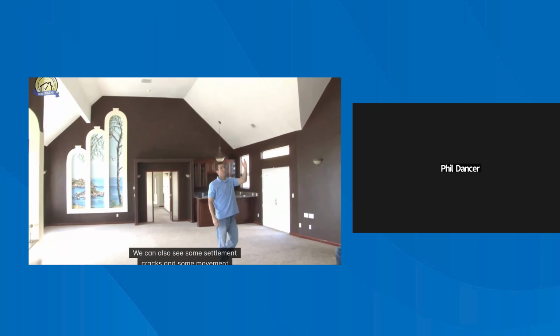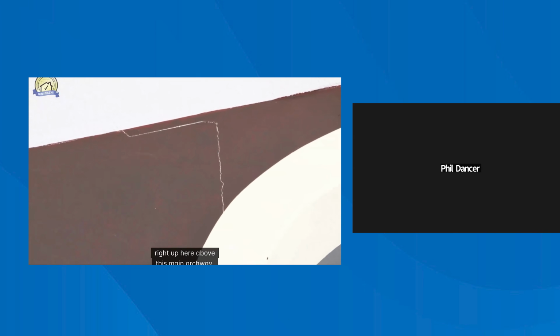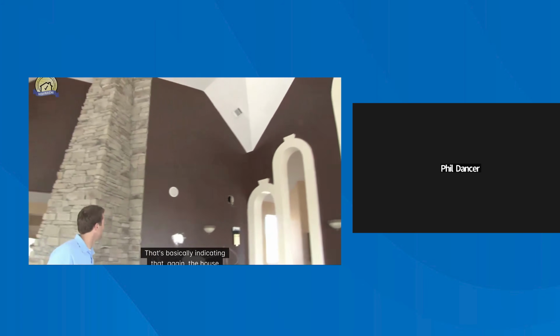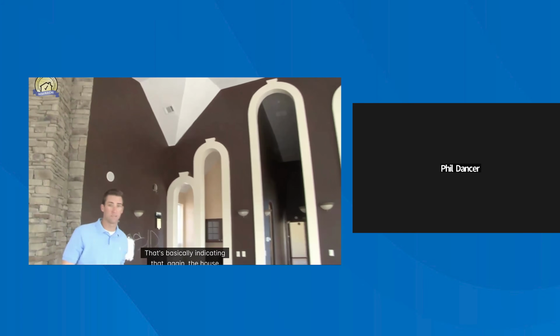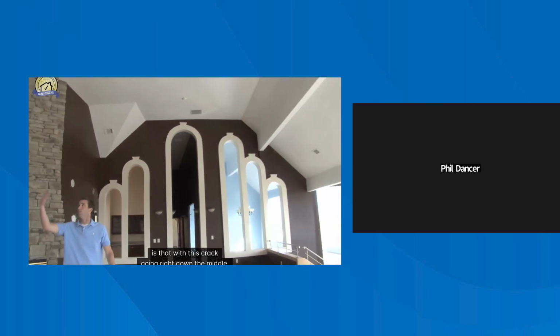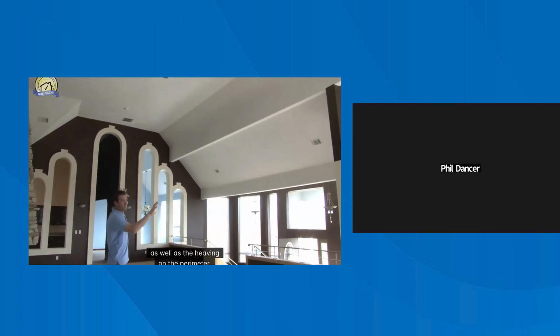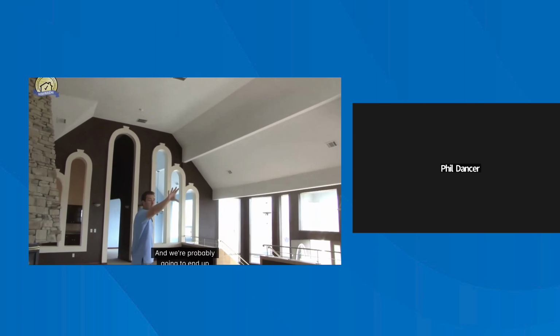We can also see some settlement cracks and some movement right up here above this main archway, indicating again that the house is experiencing vertical movement. With this crack going right down the middle, each side is separating, and we're getting some settlement out of the interior, as well as heaving on the perimeter, and we're probably going to end up getting some more over on this side of the house as well.